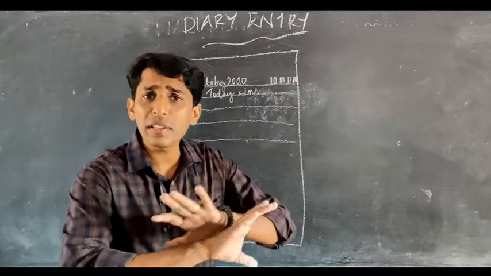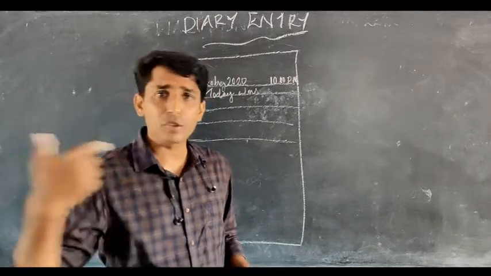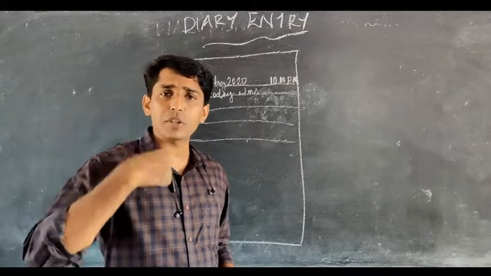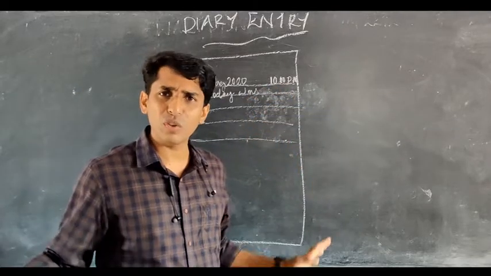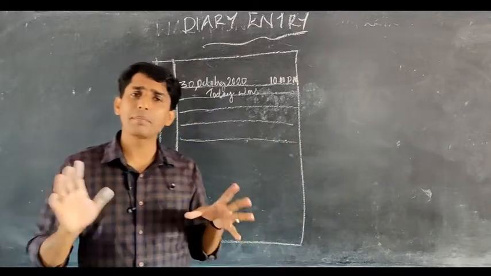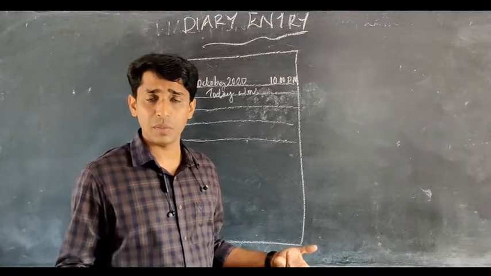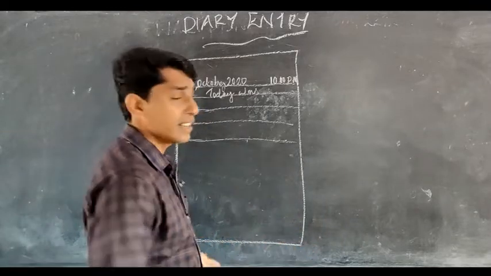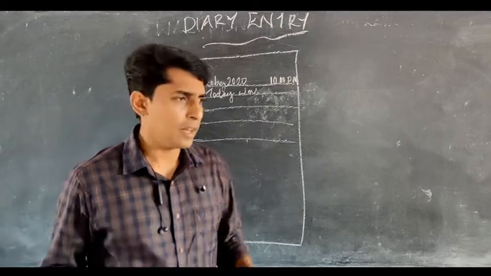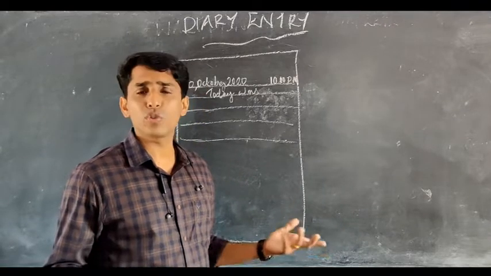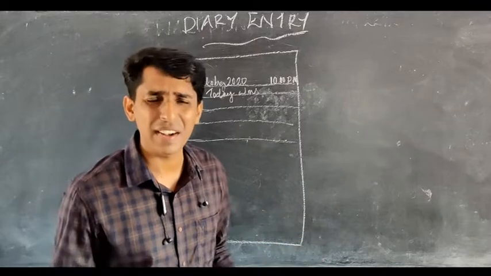You need not describe everything that happened on that day. You need not say, soon after waking up, I brushed my teeth, I took a bath. You need not write all those things. Just describe the main things that happened that day. Today we had English class in the morning. It was about diary entry. I could understand how a diary should be written. Or imagine something happened that day. Today I was riding my bicycle and I fell down.